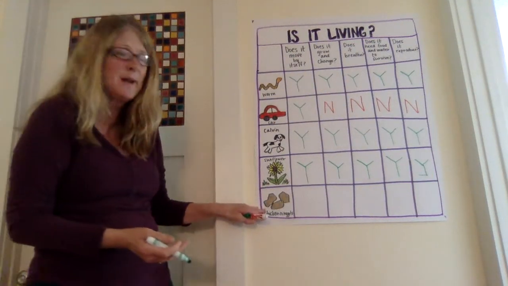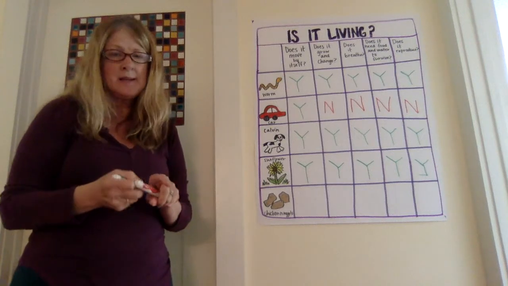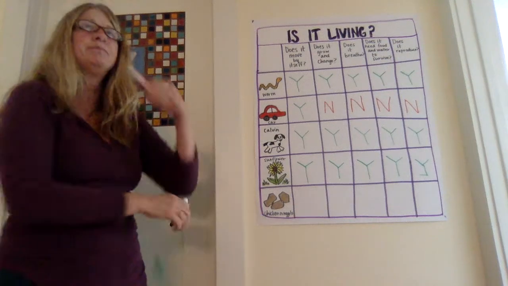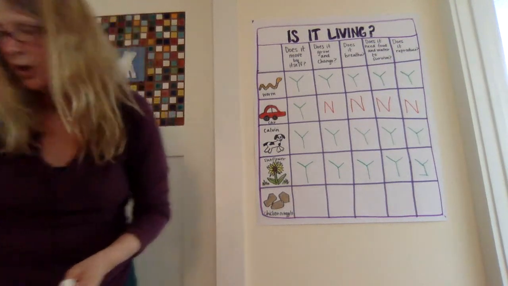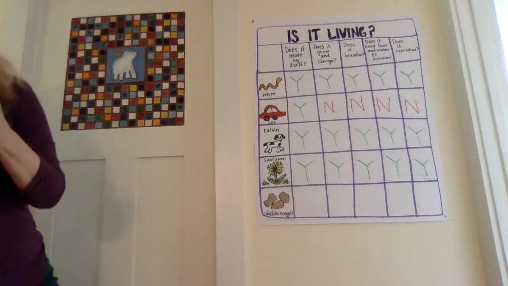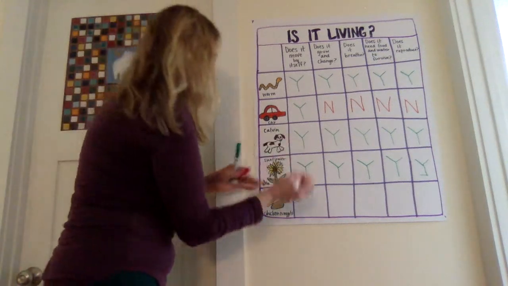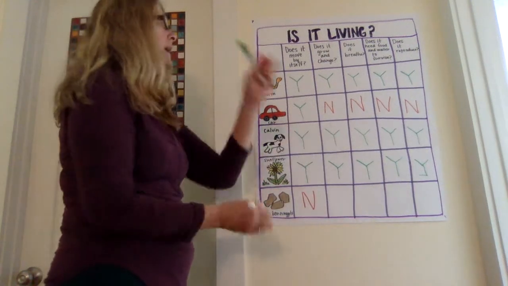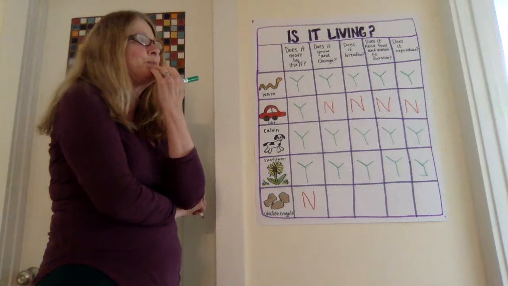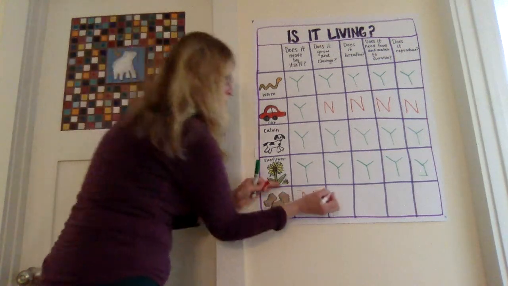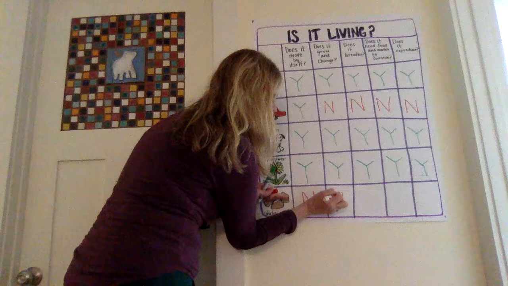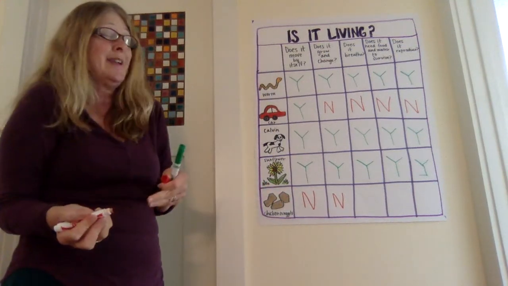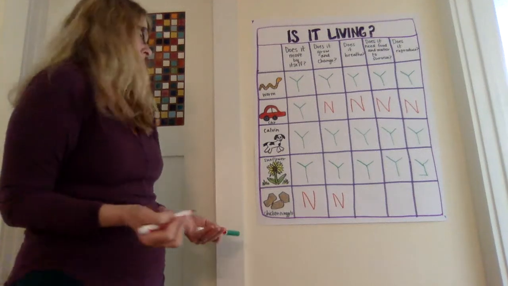Now, at the very bottom, this is a picture of chicken nuggets. Chicken nuggets, do they move all by themselves? I know that I eat chicken nuggets and they move off the plate, but I'm doing that, so the answer is no. Do they grow and change? No, they just stay on my plate. They do change because I eat them. I take bites, so they change, but they don't grow.